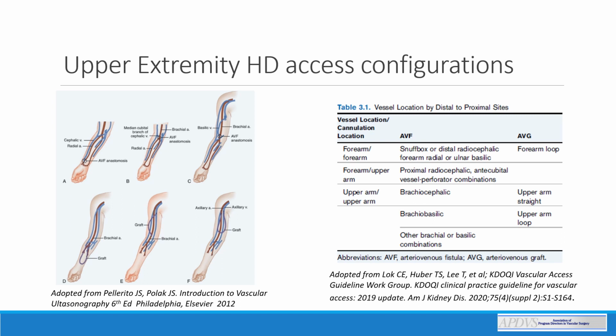Traditionally, HD access has been surgically created by selecting most adequate arterial inflow and venous outflow. Artery vein configurations for various types of fistulas and grafts are shown here, which include radiocephalic, brachiocephalic, and brachiobasilic for fistula configurations, and forearm loop graft and upper arm straight or loop graft.